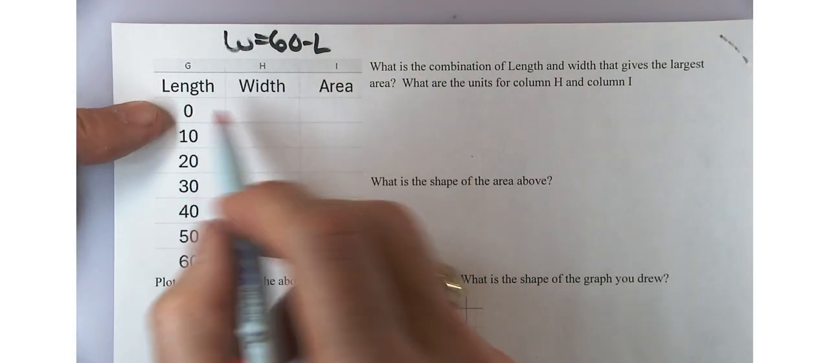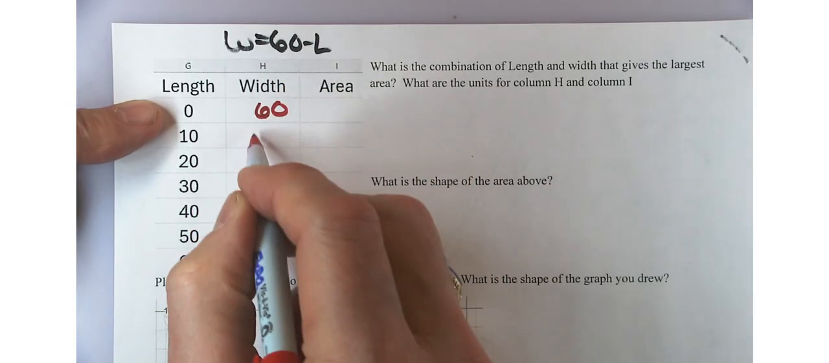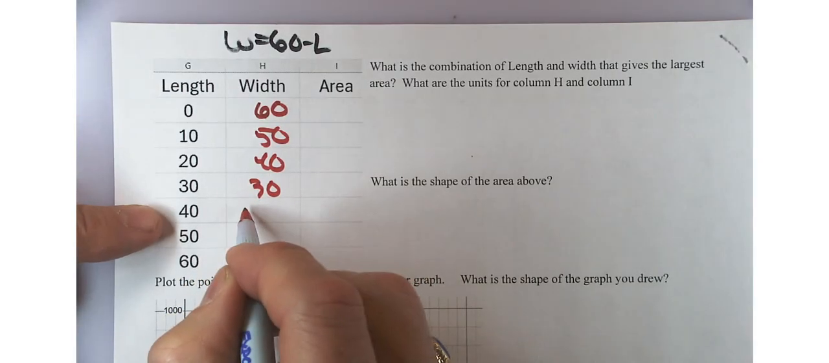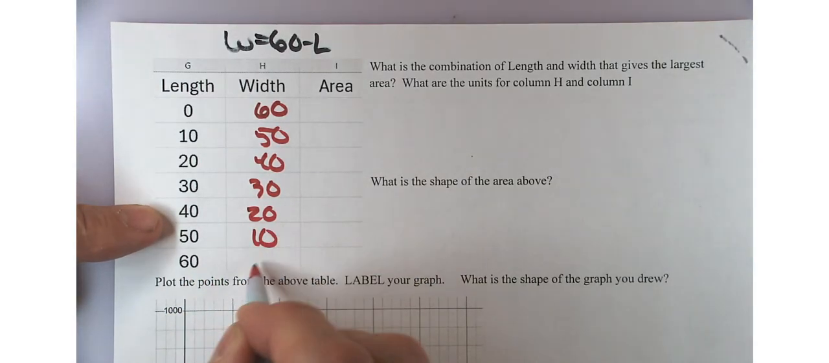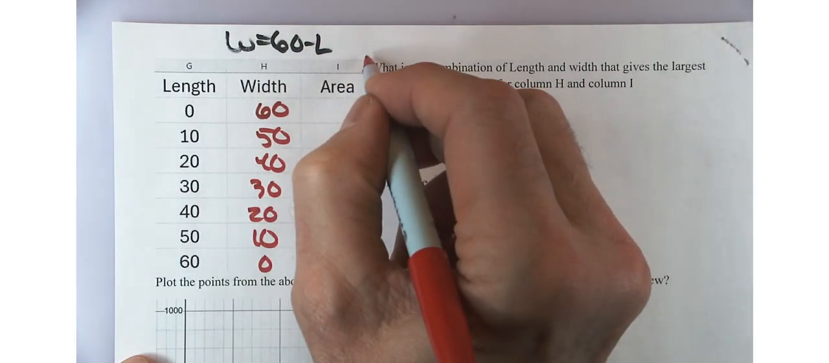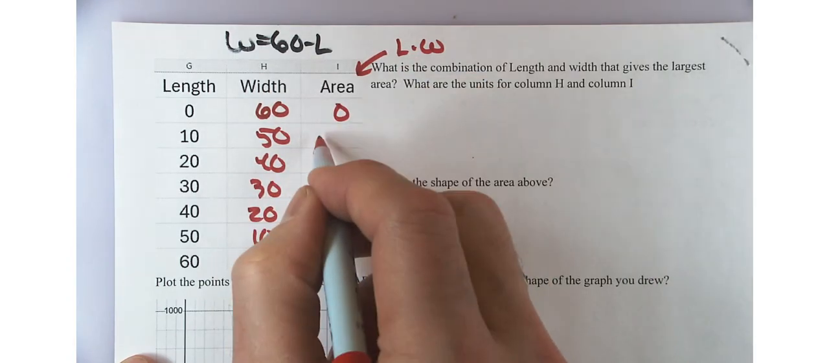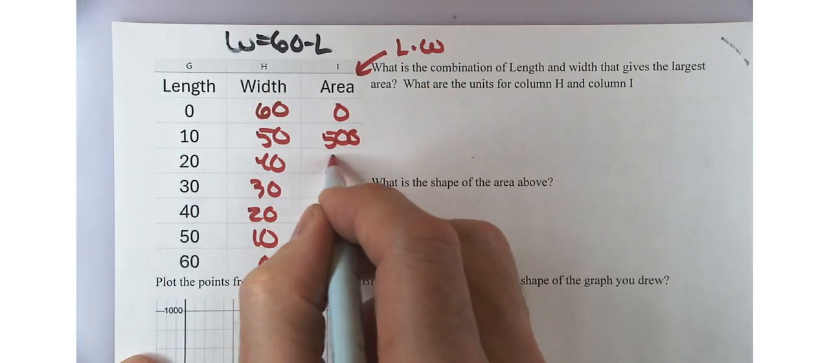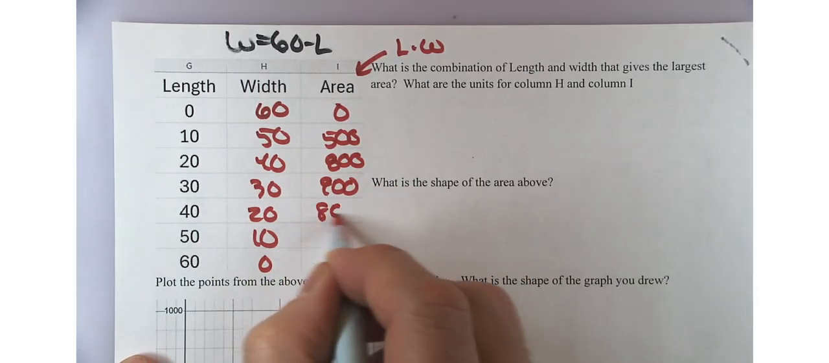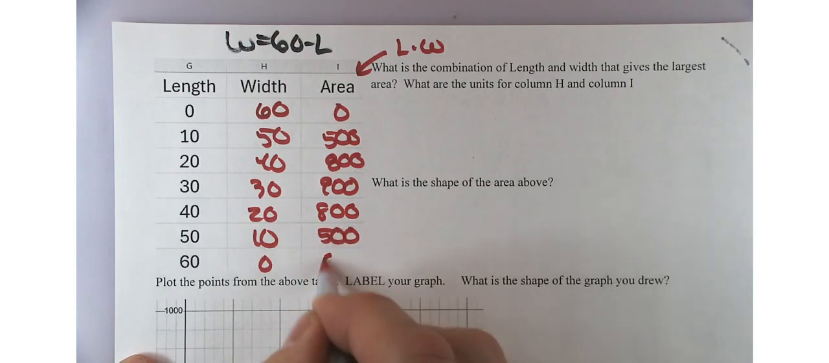60 minus L would be 60 minus 0 would be 60, 50, 40, 30, 20, 10, and 0. Since the area is length times width, we can figure out these areas. It'd be 0, 500, 800, 900, 800 again, 500, and 0.